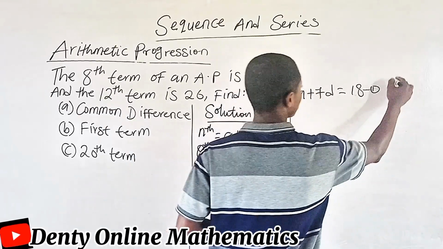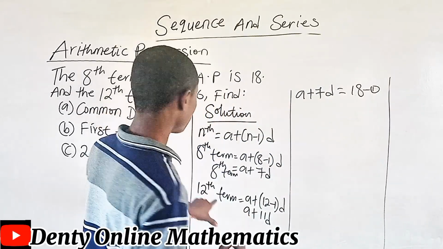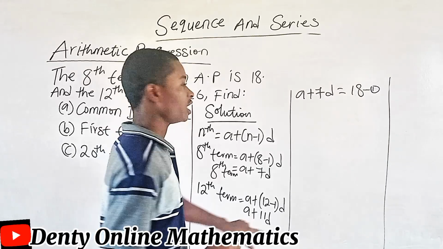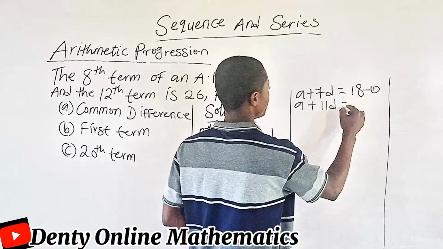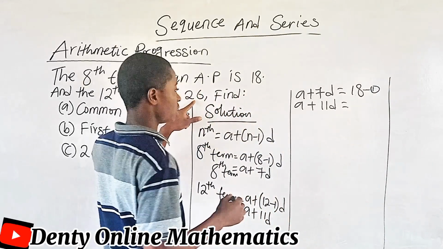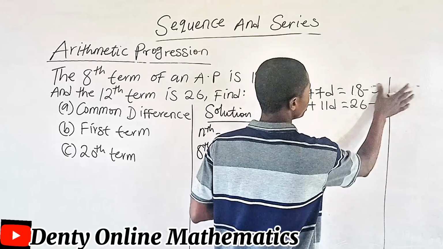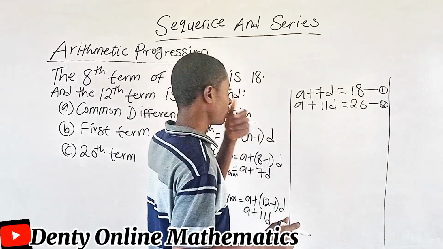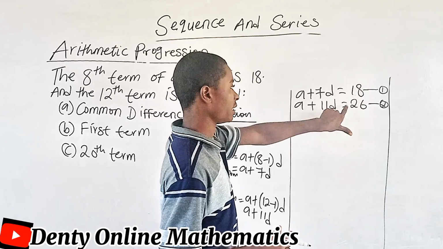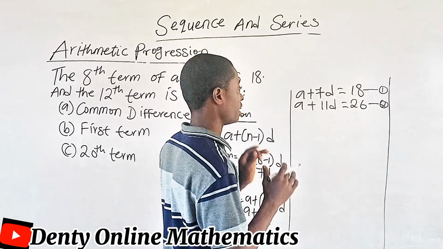Now for the second one, we also have the 12th term, and the 12th term is A plus 11D. So A plus 11D is equal to 26, because the 12th term is 26. This becomes our second equation. This is our first equation, and this is our second equation. Now you can see how everything is clear. So we can solve this very easily now.